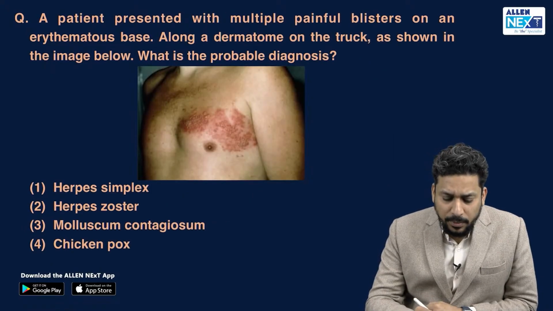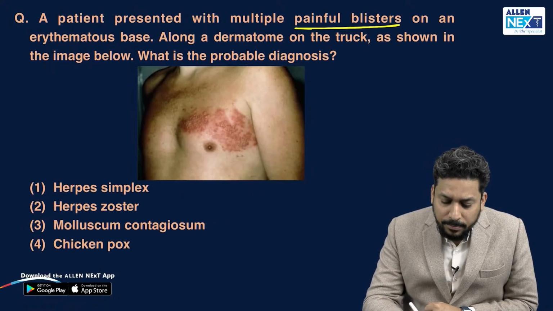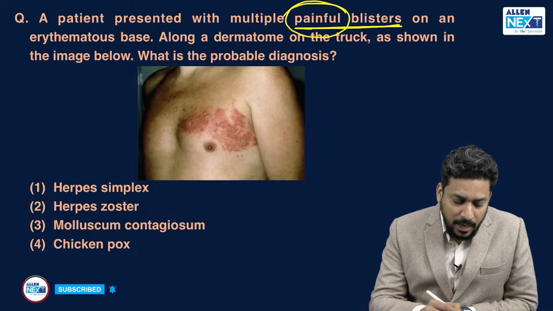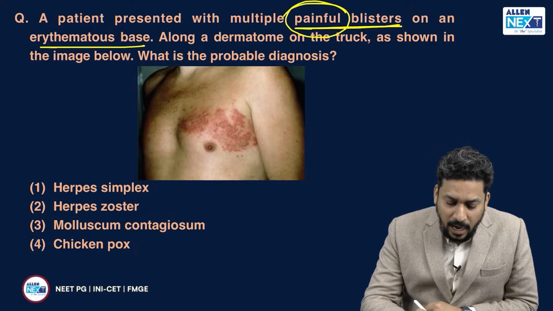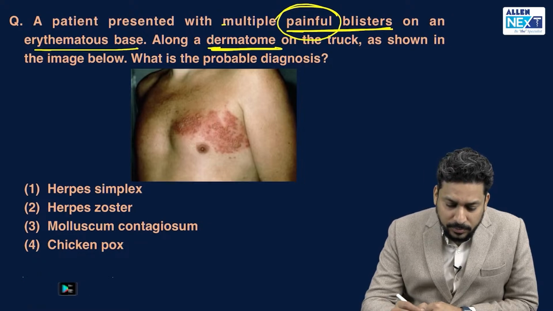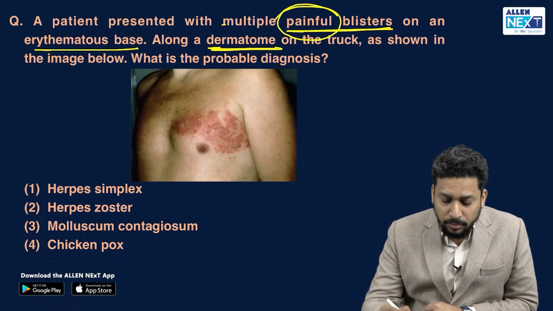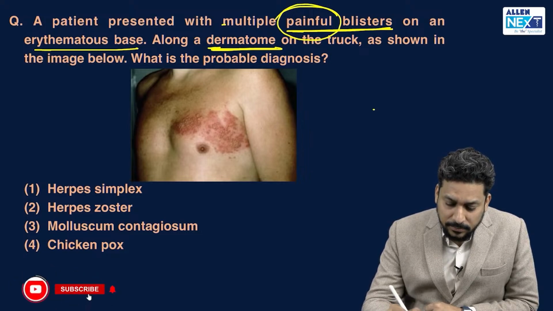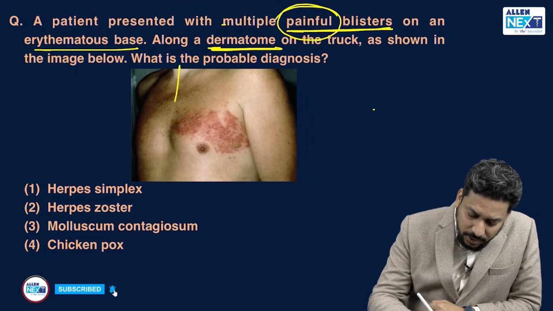A patient presented with multiple painful blisters. So these blisters, these fluid-filled lesions, are painful and with an erythematous base along a particular dermatome. So they are present along a particular dermatome of the trunk as shown in the image below. What is the probable diagnosis? So yes, the lesions are unilateral.